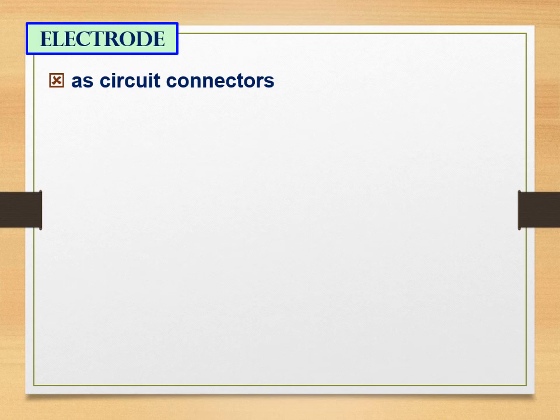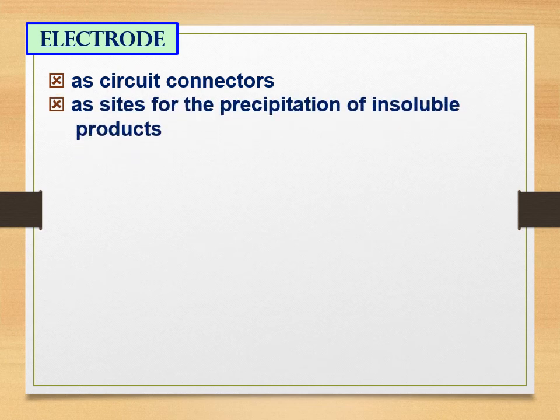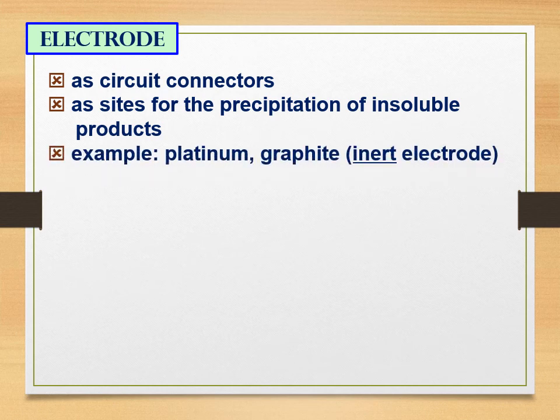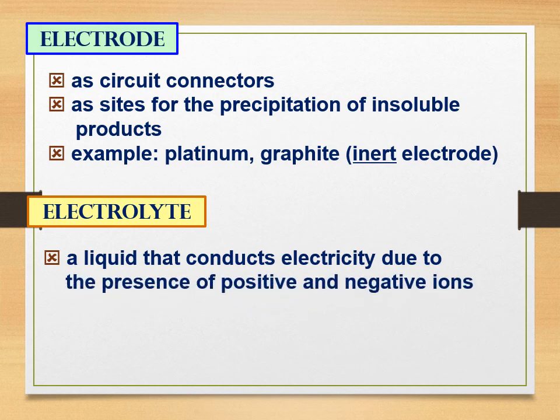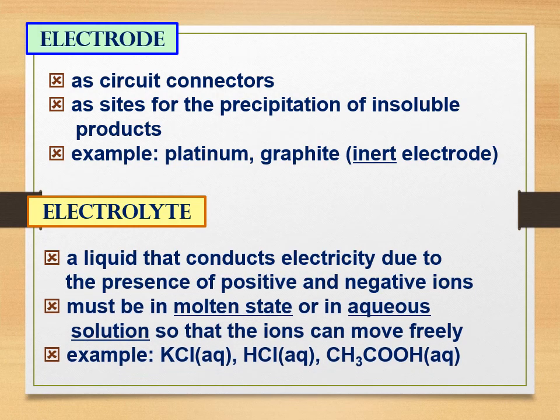Electrode. What is the function of electrode? It is a circuit connector. It works as a site for the precipitation of insoluble products. For example, we can also use platinum electrode, graphite electrode, those substances that are inert. And electrolyte, on the other hand, is a liquid that conducts electricity due to the presence of positive and negative ions. Electrolyte must be in molten state or in aqueous solution so that the ions can move freely. For example, KCl, HCl, and acetic acid.